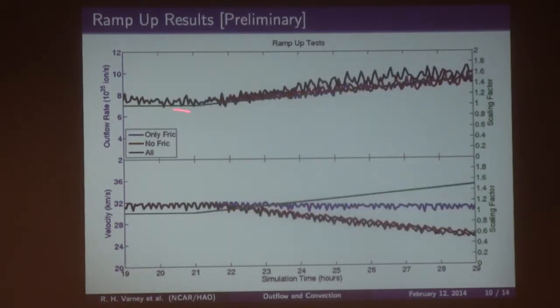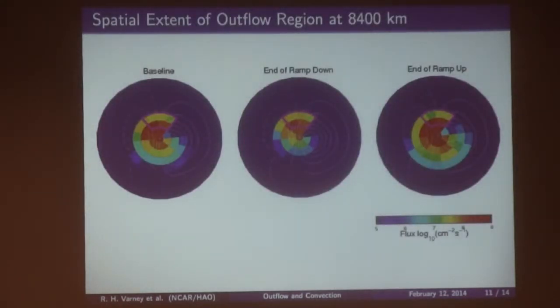It's kind of a similar story. As I ramp the convection up, the outflow rate increases, and the velocity does the opposite thing because of a dwell time effect. Now, not only are the outflow rates changing, but the spatial extent of the outflow is changing as well. So here's my baseline results again. Here's the end of my ramp down, and here's the end of my ramp up.